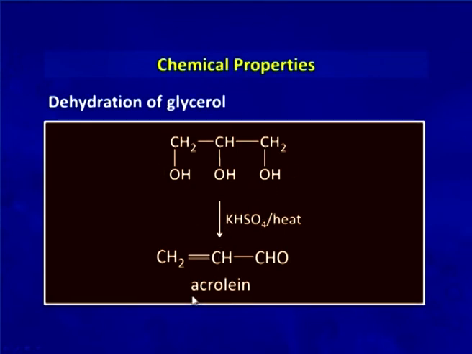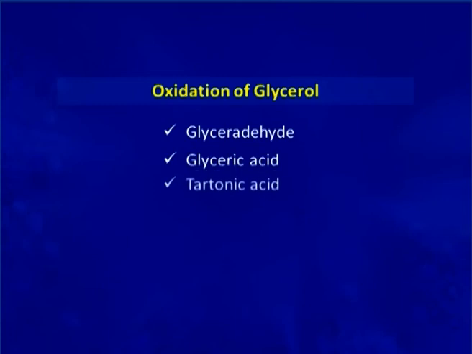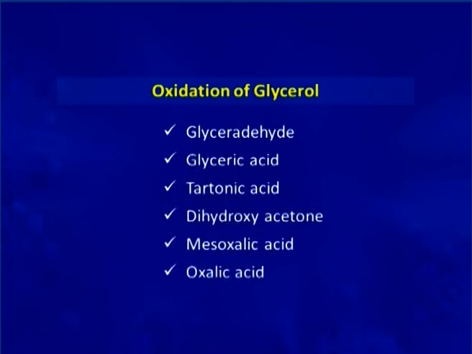Now, we will discuss the oxidation of glycerol. It has been found that when glycerol is treated with different oxidizing agents, it produces different products, like for example, upon oxidation it forms glyceraldehyde, glyceric acid, tartronic acid, dihydroxyacetone, mesoxalic acid and oxalic acid.